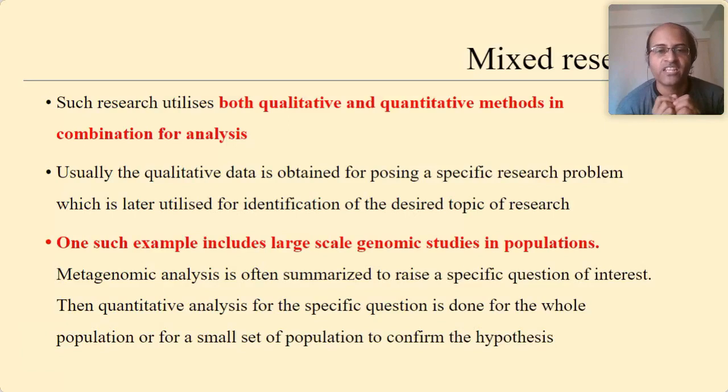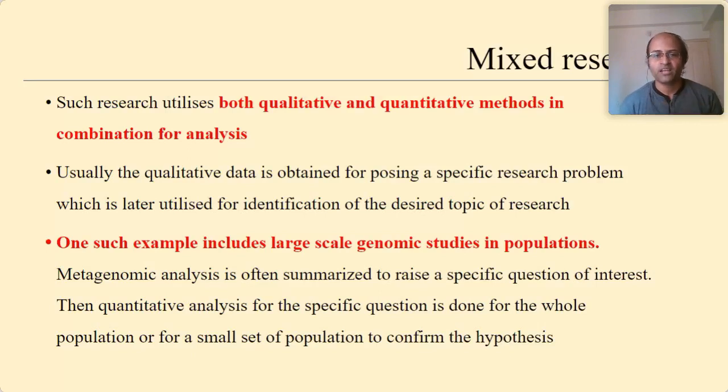Now, one example which can be used here for working out on mixed research is the large-scale genomic studies in population. People usually publish a large number of observations on a large scale for alteration of gene expression patterns in a particular group or a cohort of population. Once you do that, you get the so-called metagenomic analysis data. This data is completely summarized in order to raise the significant points.